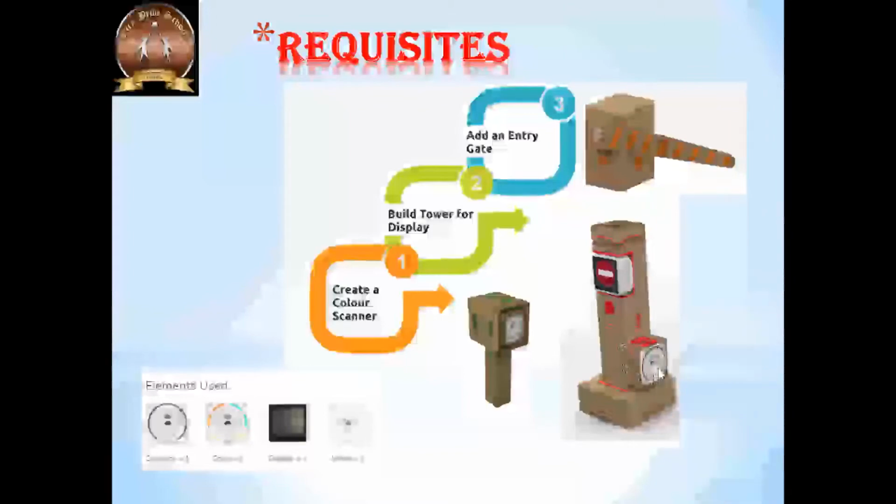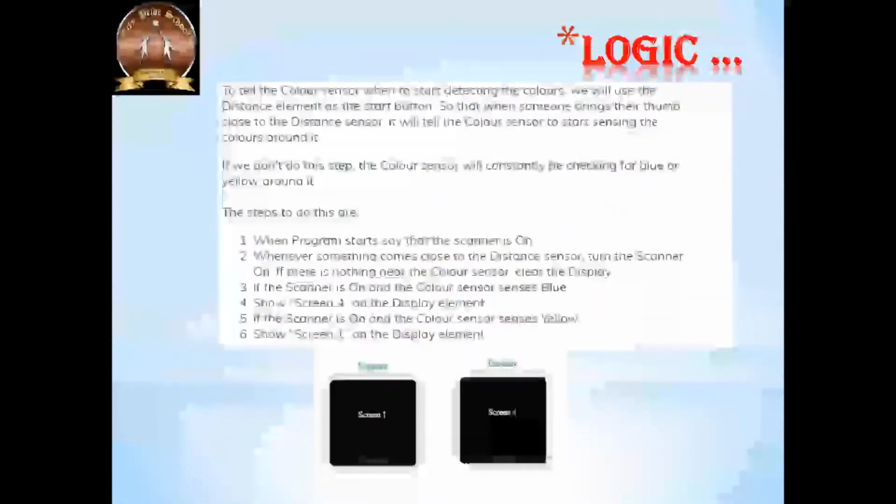What is the need of the distance element here? Fine. So let us discuss something about it. The distance element will act as a start button. When someone brings their thumb close to the distance sensor, it will tell the color sensor to start sensing the colors around it. If we don't do this step, the color sensor will constantly be checking for blue or yellow color around it.